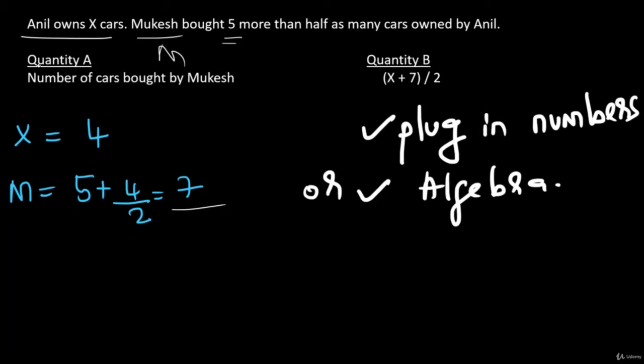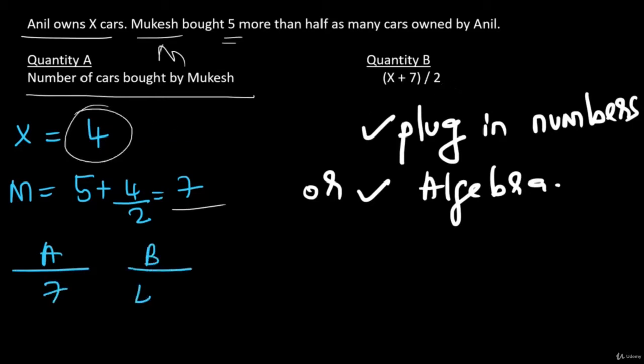Alright, now in this case, quantity A is the number of cars bought by Mukesh, which is 7, and quantity B is (x + 7)/2, which would be (4 + 7)/2, right? Which is equal to 5.5. Alright, so you can clearly see that quantity A is greater than quantity B. Therefore, the correct answer to this question is option A.